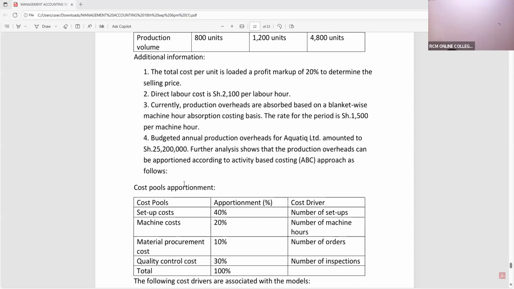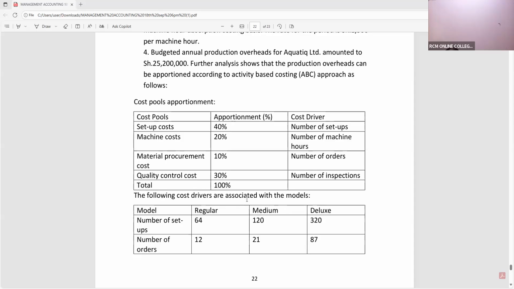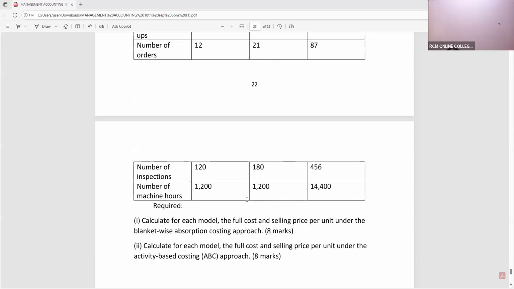And then they have given us the cost pools apportionment. So we have the cost pools, we have apportionment, we have the cost drivers given to us nicely. The following cost drivers are associated with the models. So they want us to calculate for each model the full cost and the selling price per unit under a blanket-wide absorption costing approach.